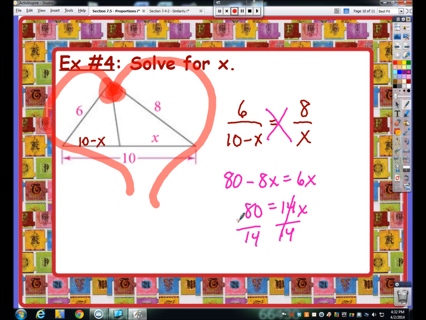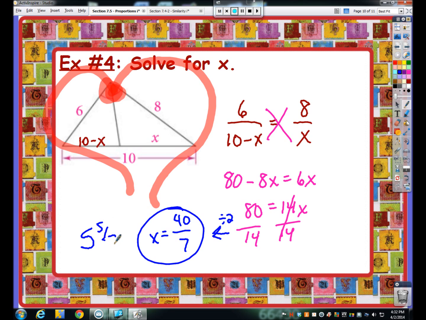So let's see, I don't think this really comes out to be a whole number. No, so we're going to simplify this. What can go into 80 and 14? Well, we can always start with 2 since both numbers are even. And we get 40 over 7. Can anything go into 40 and 7 besides 1? No. So x is 40 sevenths. Now, it is also equal to 5 and 5/7, but how would I prefer you write your answer? Just leave it as 40 sevenths.